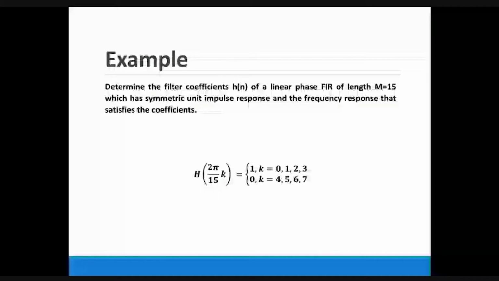Today, in the last lecture, we discussed the example based on the windowing method. Today we go for the solution of the examples based on the frequency sampling method. So just note down the first example.